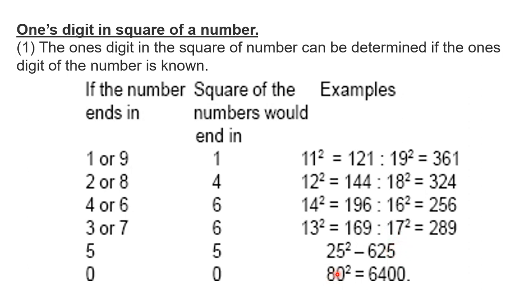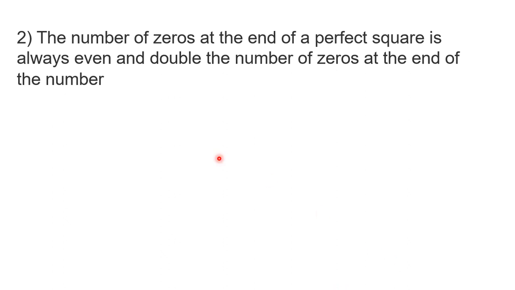Now we take an example for 0. If we have a number ending with 0, its square number ends with 00. The number of zeros at the end of a perfect square is always even, and double the number of zeros at the end of the number, as we have seen earlier.